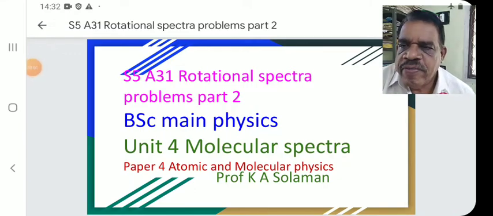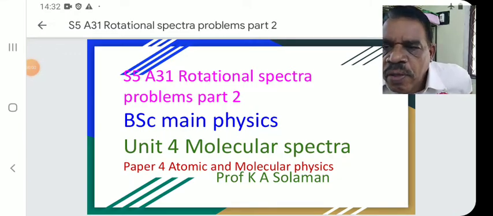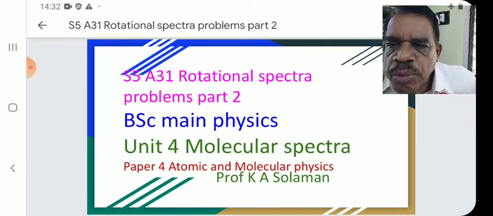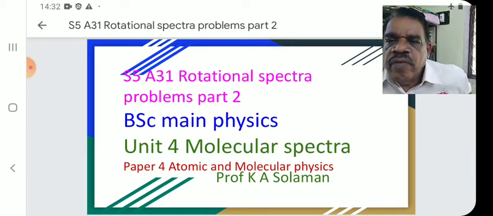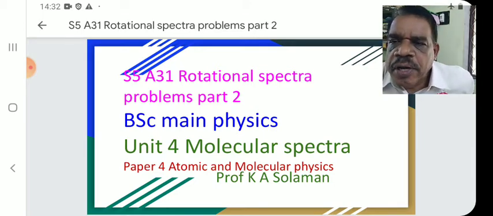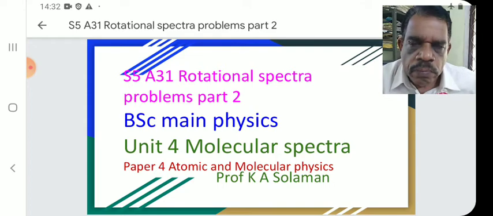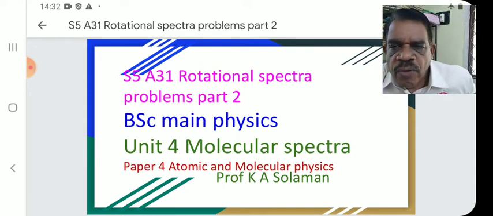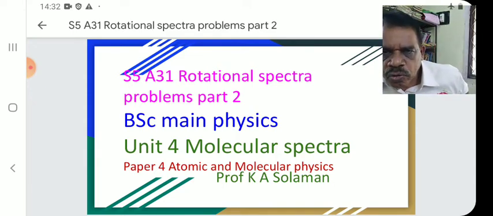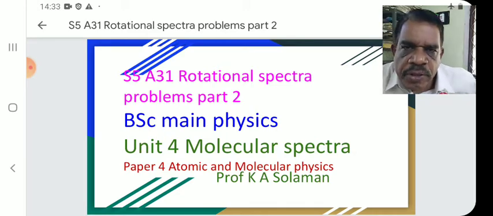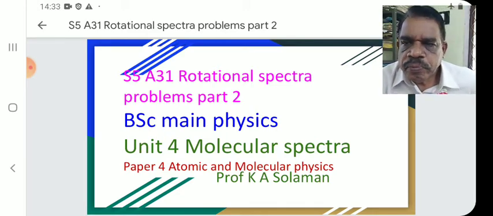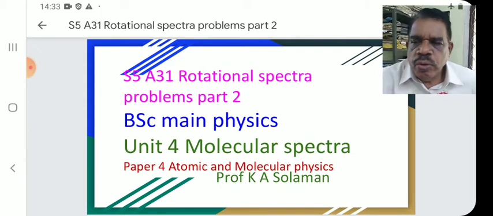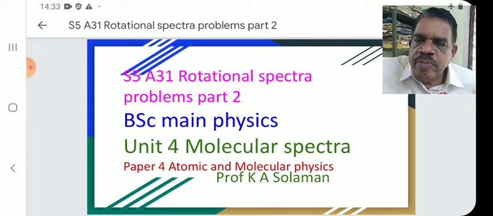Welcome to BSc MSc Physics, Semester 5, Paper 4, Atomic and Molecular Physics, Unit 4, Molecular Spectra. Continuation, and today we see rotational spectra problems part 2. In the previous class, we have seen part 1 problems from molecular spectra, and today we see the remaining problems from molecular spectra or microwave spectra.